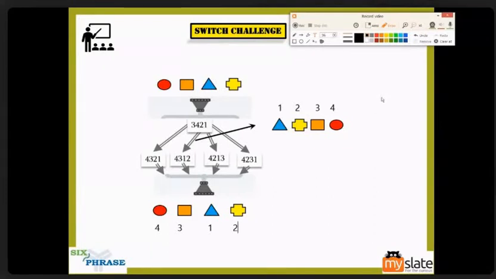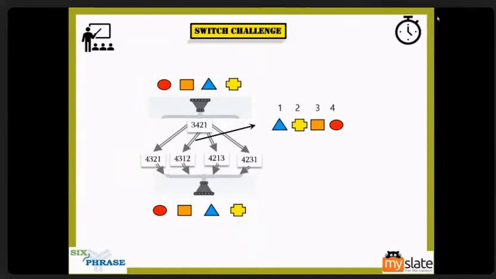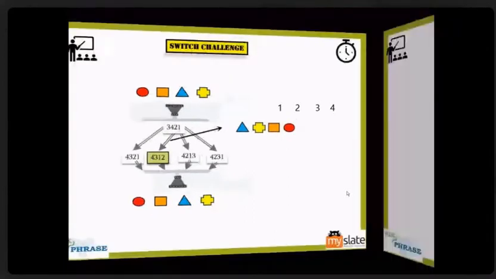Most of you gave me that answer only. Yeah, I can see that. Right, so we'll move on here. You can see 4, 3, 1, 2 is the correct answer. It is turning green, right?